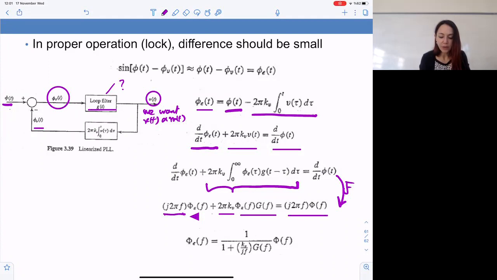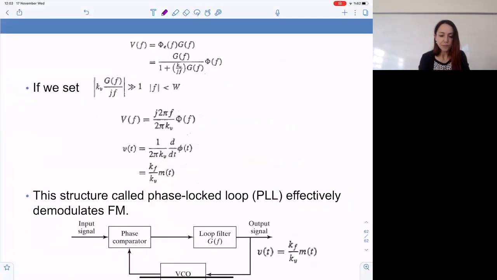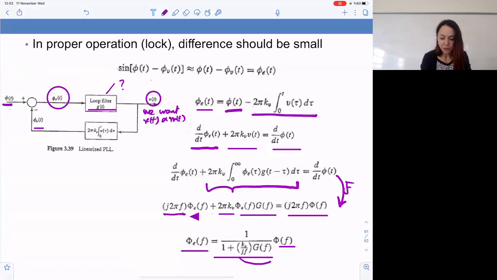Now we can obtain the Fourier transform of phi e in terms of the Fourier transform of phi f and the filter this way. Now, if the filter is such that the magnitude of this term is small with respect to 1 within the frequencies of interest.